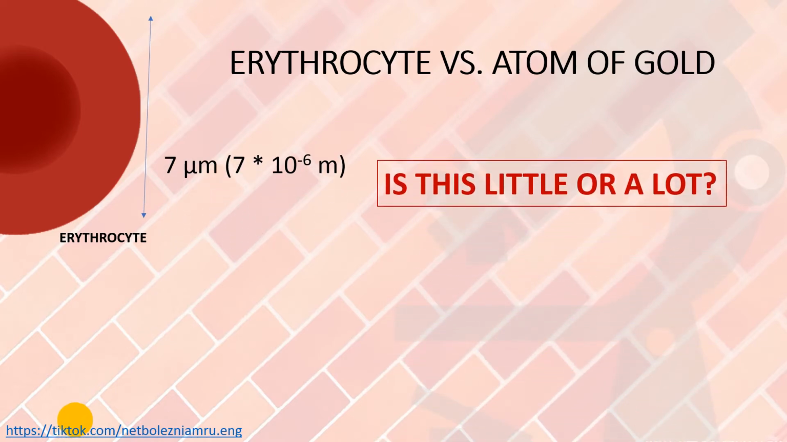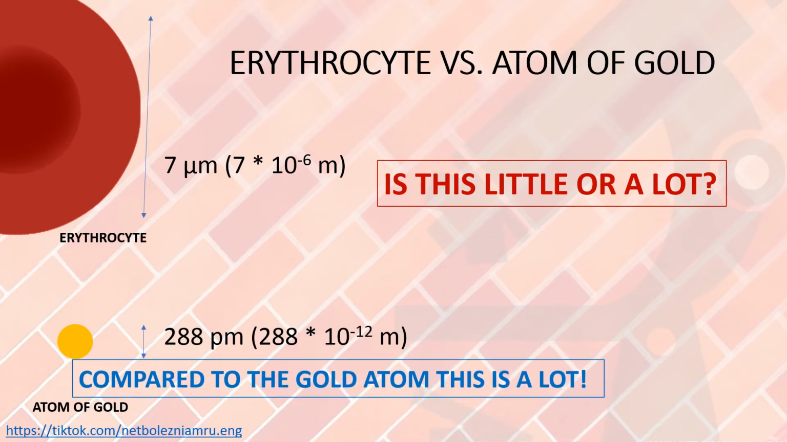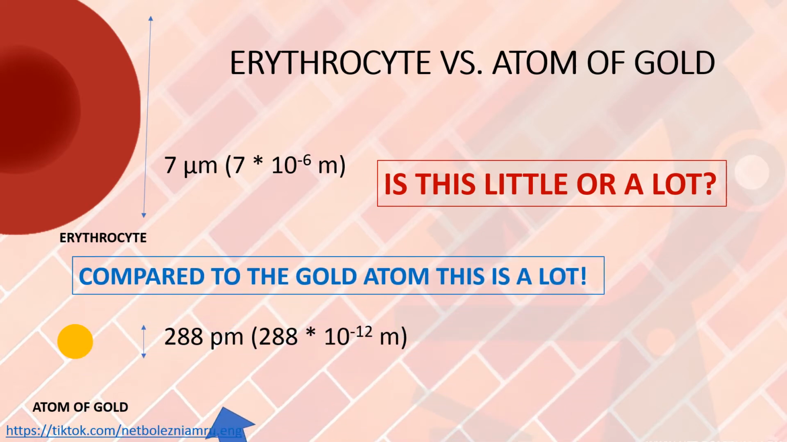For example, compare to the gold atom. The diameter of a gold atom is about 280 picometers. This is a trillionth part of a meter. Compared to an atom of gold, the diameter of an erythrocyte is very large.